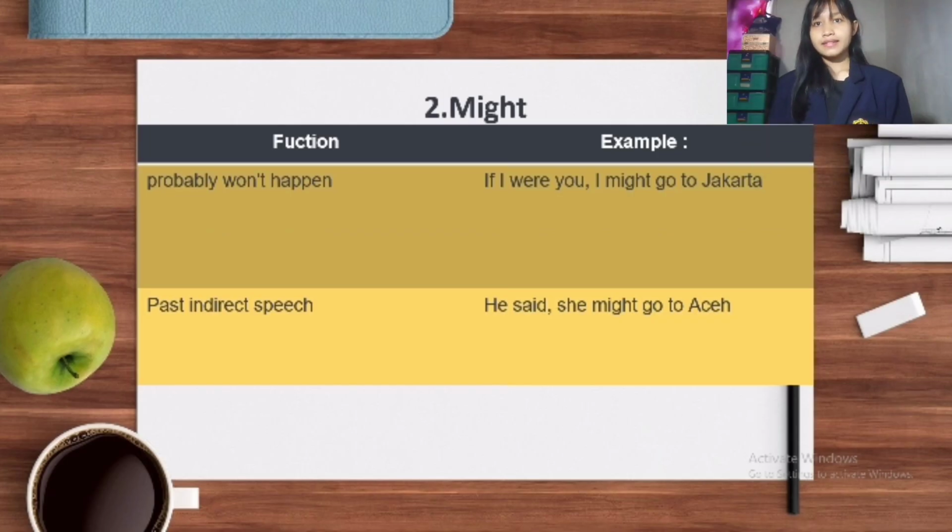Function of might. The function of might is probably won't happen. For example, if I were you, I might go to Jakarta. And the second function, past indirect speech. For example, he said she might go to Aceh.